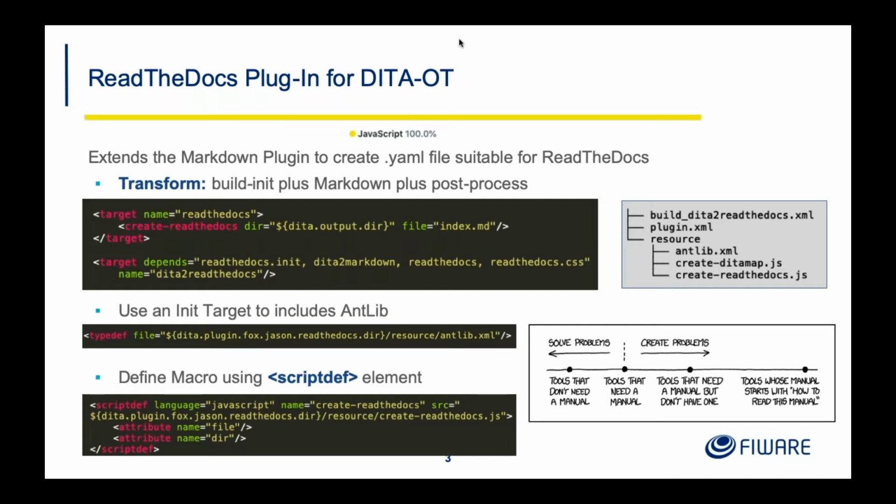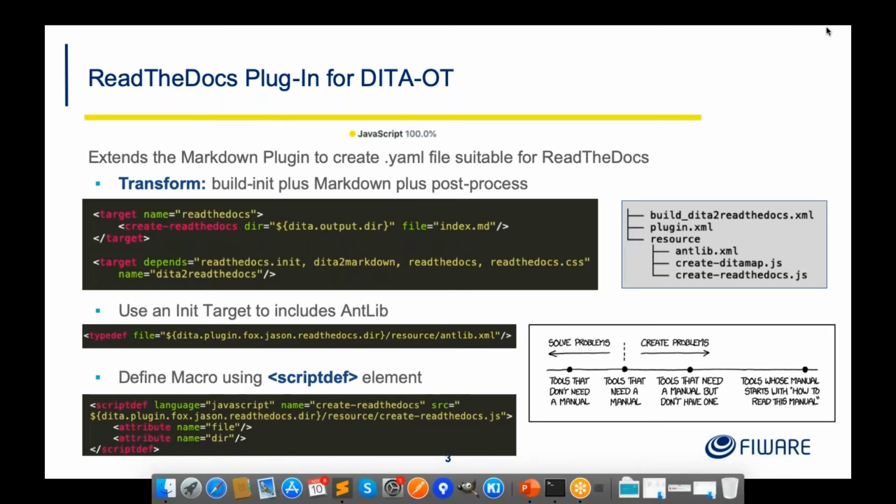But you can see the structure of this plugin is a little bit more complicated in that I've now added in an ANT lib. An ANT lib is effectively a way of hiving off functions, library functions, and you can initialize it using a typedef, as you can see on screen. Just say include these functions, and then you can call it as if it were one of the standard things. So in this case, create readthedocs is one of the standard screens.